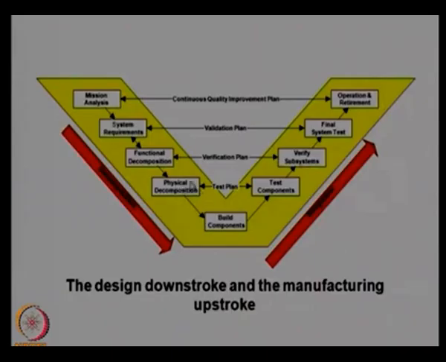Similarly the component decomposition, the physical decomposition and the test plan will be developed at this stage, which will be tested against the components which are being developed by the design engineers. So there will be a lot of interaction between the two arms of the V, and that actually helps to continually improve the design process. So this is the design downstroke and the manufacturing and assembly upstroke is this one.